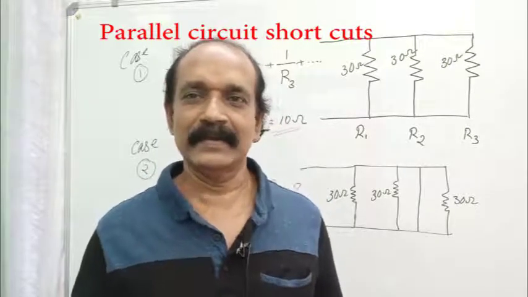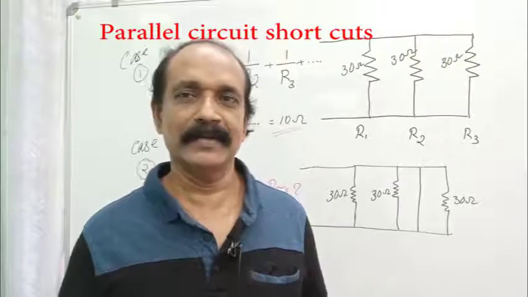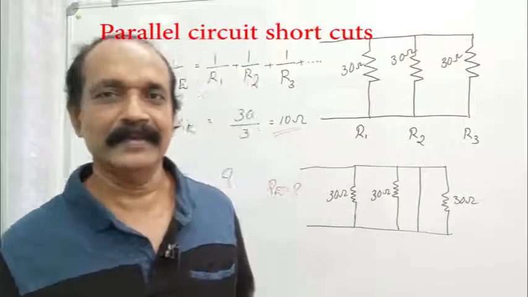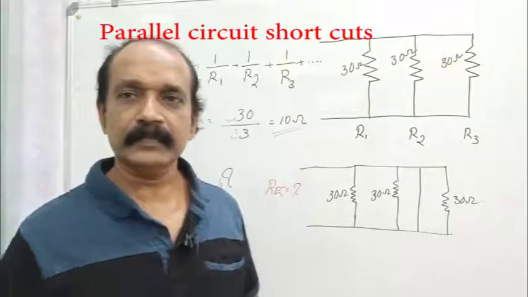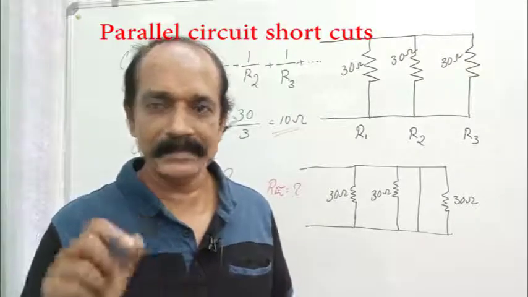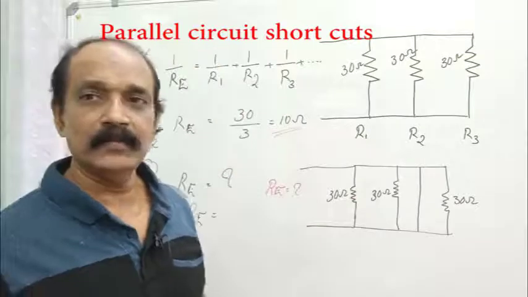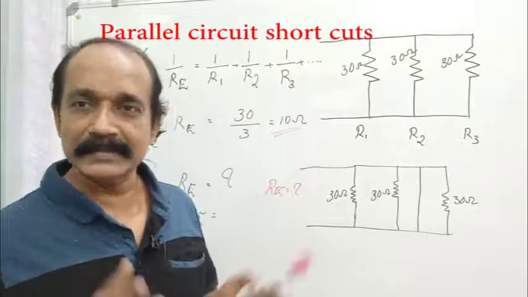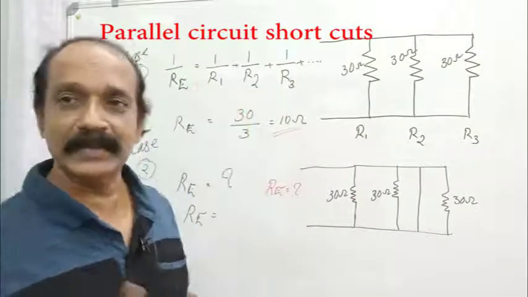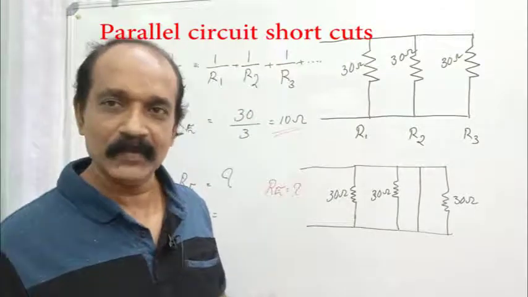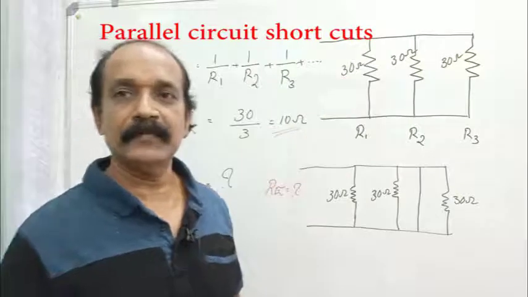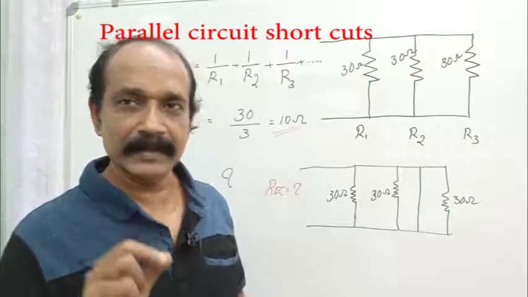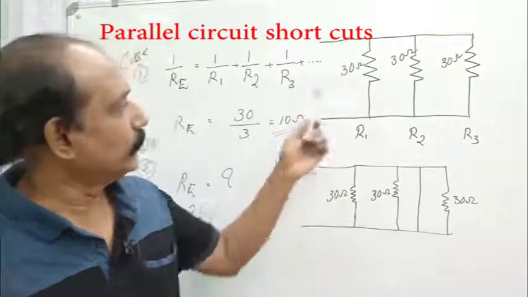In a parallel circuit, effective resistance is denoted by Re or RT. Then the equation is 1 by Re equal to 1 by R1 plus 1 by R2 plus 1 by R3. This is the equation. From this equation, we can solve Re. You know that. Here, 3 resistors of 30 ohm are connected in parallel. What will be the effective resistance?